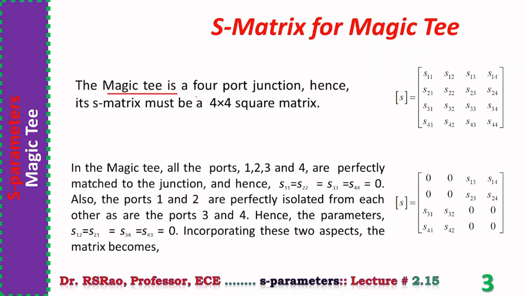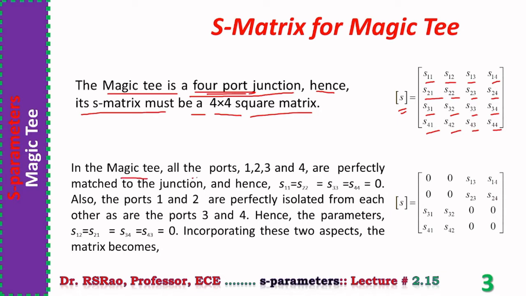The magic T is a 4-port junction. It is a 4-port device. Hence, its S matrix must be a 4 by 4 square matrix. Let it be S equal to S11, S12, S13, S14; S21, S22, S23, S24; S31, S32, S33, S34; S41, S42, S43, S44. Now somehow we have to find the values of the elements in this matrix. A total of 16 elements are there, so 16 unknowns. Somehow we have to fix values to these 16 unknowns.